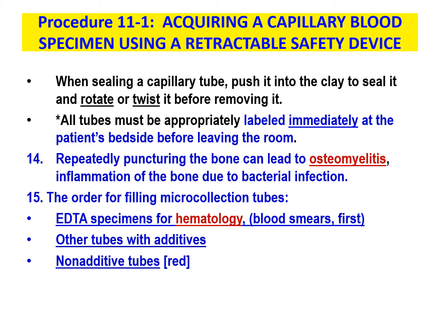And then any of those non-additive tubes like a red top, right, or a gold top, that we don't care if it's clotted, we will collect those last, because if some micro clots are in there, it's not going to matter, right? But it will when we're talking about trying to count our platelets. So make sure you keep that in mind.